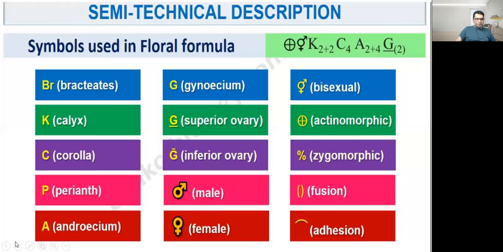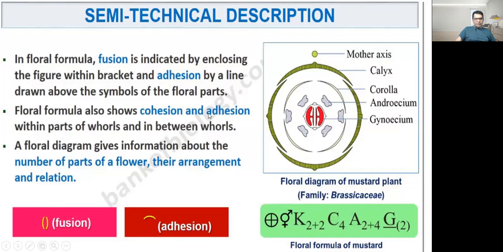Now we'll be discussing the floral formula. In floral formula, fusion is indicated by enclosing the figure within brackets, and adhesion by a line drawn above the symbol of the floral parts. Like this is adhesion, and this is fusion. Floral formula also shows cohesion and adhesion within parts of the flower and in between.